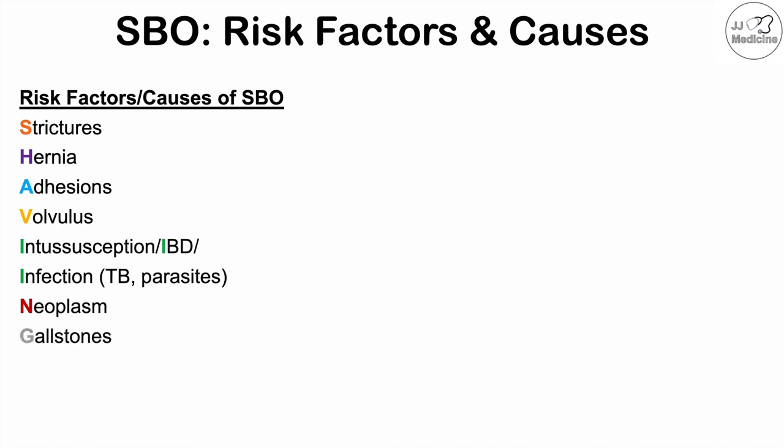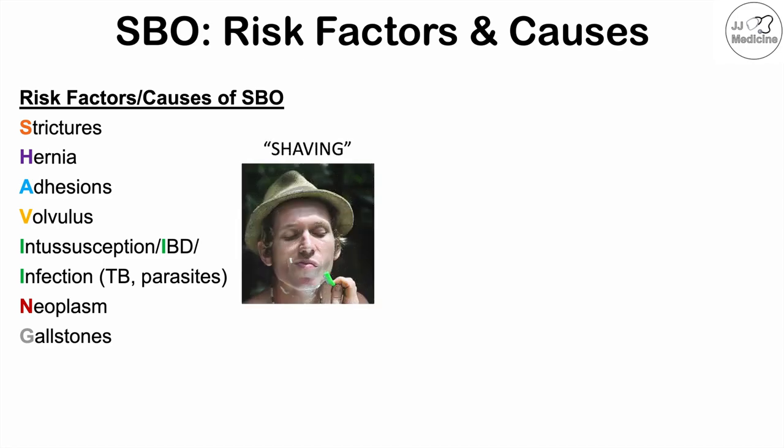And then if gallstones are large enough, if there is a fistula between the gallbladder and the small bowel, we can get large stones that can be passed into the small bowel or small intestine, and these can block the small intestine. So you may notice that I have the first letters of each of these words in a particular color. And that's because we can remember these causes of a small bowel obstruction by the mnemonic SHAVING. So again, strictures, hernia, adhesions, volvulus, intussusception, IBD, and infection for the I in SHAVING, neoplasm, and gallstones. So those are the causes of a small bowel obstruction.